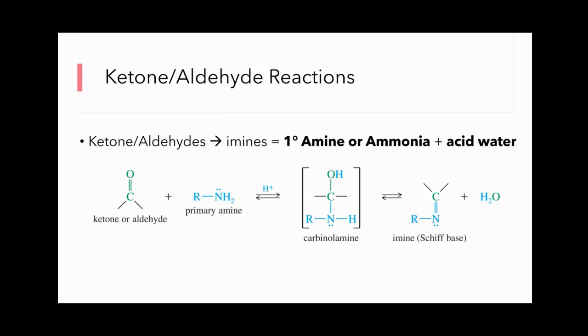If you want to make imines, which is instead of an oxygen, we have a nitrogen with an R group attached to it, we just use a primary amine, the R group being the R group that you want to attach. By reacting it with acid, we will simply replace the O with the N and the R, and we lose those hydrogens on the amine.